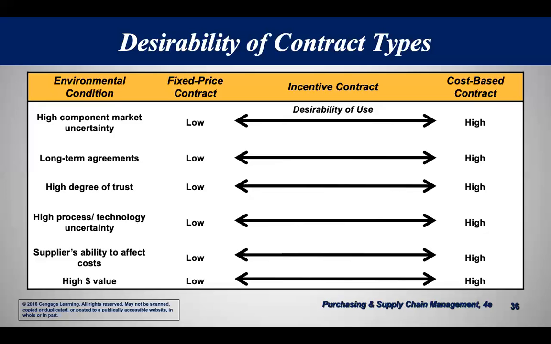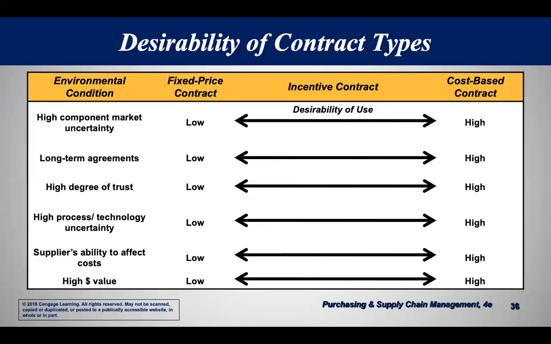If there's a high degree of trust, then you don't really need to have a fixed price contract. You can go on a cost-based contract because you trust each other. Okay, so locking into fixed prices is because you generally don't trust the other side. If there's technology uncertainty, computers and the cost of processing power is going down, down, down, then you generally don't want to be in a fixed price contract.